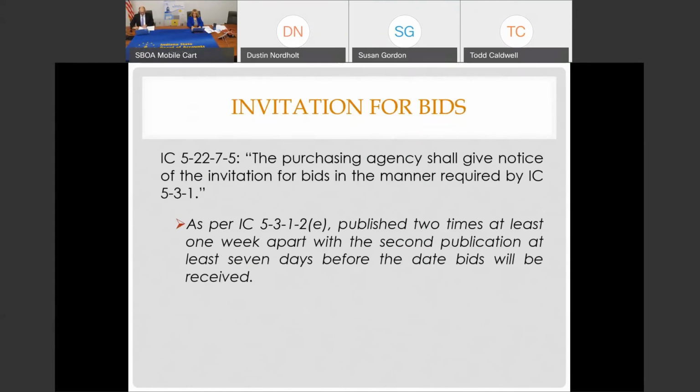5-22-7-5 provides for the notice that needs to be given, which is required by Indiana Code 5-3-1. And in 5-3-1-2(e), the requirement is the notice needs to be published 2 times, at least 1 week apart, with the second one at least 7 days before the date the bids will be received.